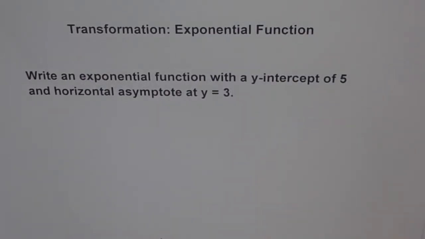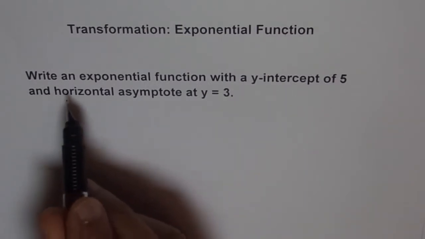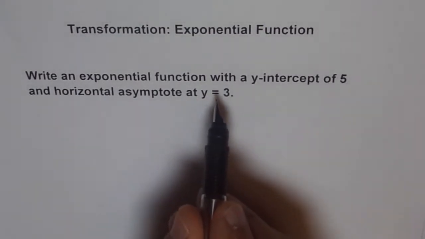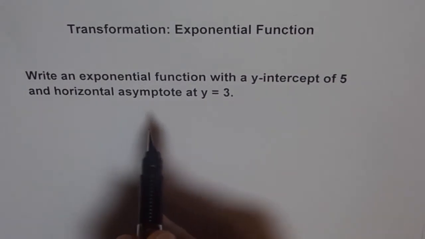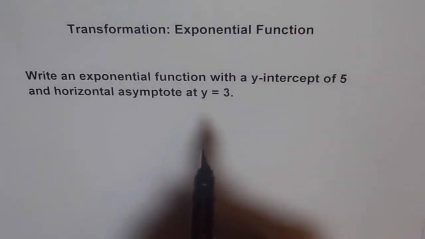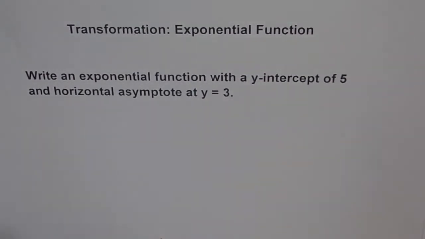Hello. Let's try to write an exponential function from the given conditions. The problem before us is: write an exponential function with a y-intercept of 5 and horizontal asymptote of y equals 3. For this kind of problem, there could be more than one solution. Let us try to get one at least and then see the variation.